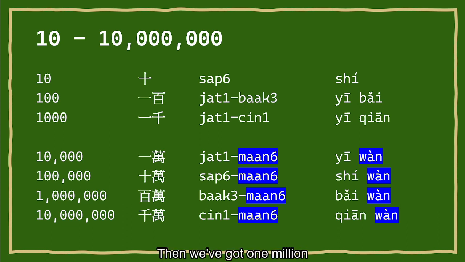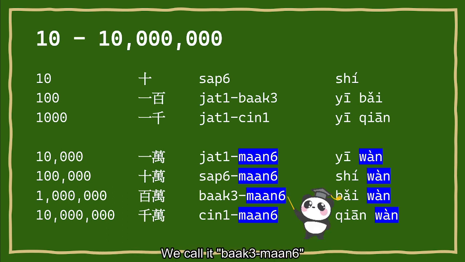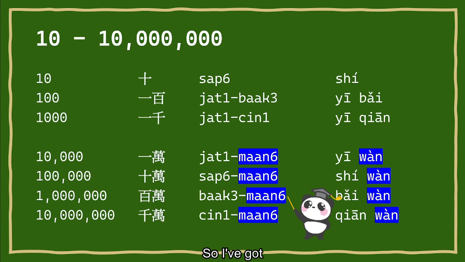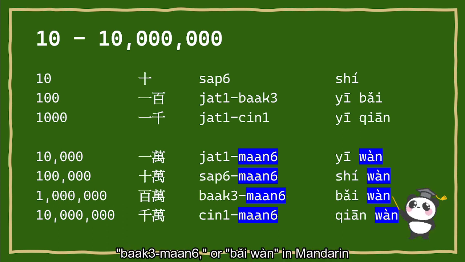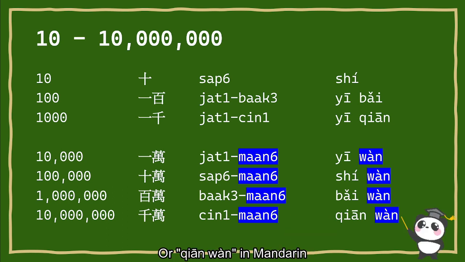Then we've got 1 million. In English, this is where the name changes. It's no longer thousand, it's a million now. But as you can see in Chinese, it's still a man. It's not a new name, it's still a man. So that's 100 mans. And finally, 10 million is 1,000 mans in Mandarin.